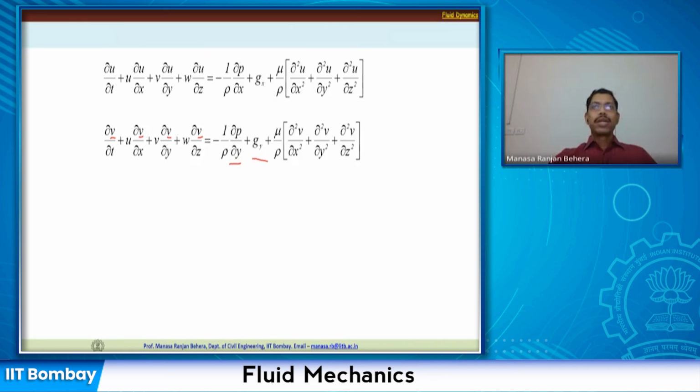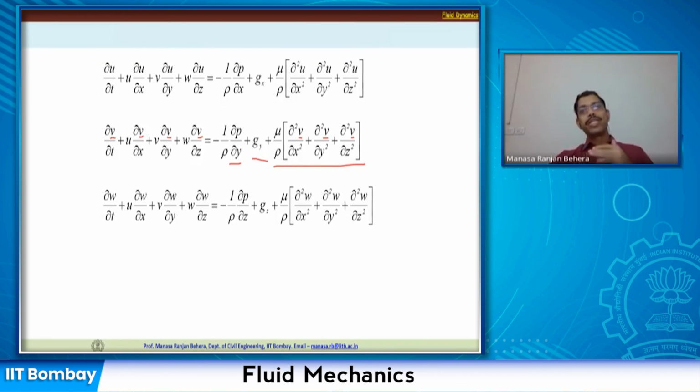And here we are writing the viscous force. In this viscous force, all the other terms remain the same except the velocity v is going to substitute the u that has been used here. So ∂²v/∂x² plus ∂²v/∂y² plus ∂²v/∂z². All right, so similarly we can write the expression in the z direction. All three equations are the equations of motion.